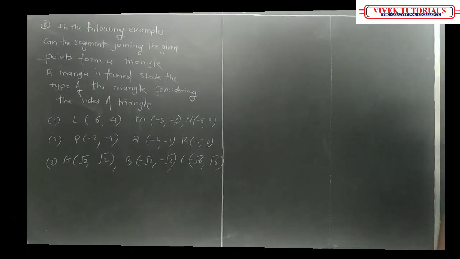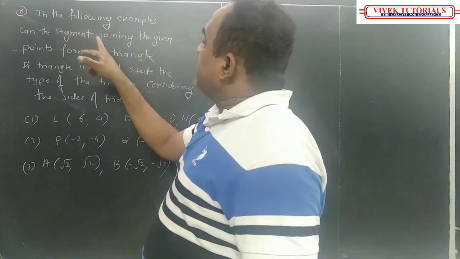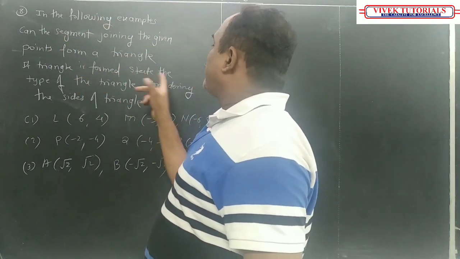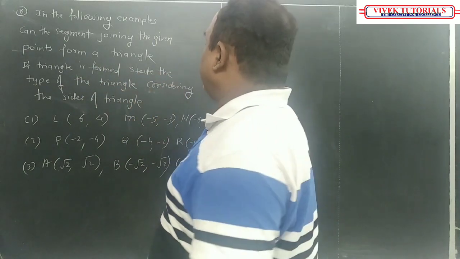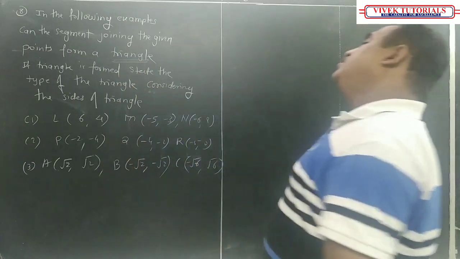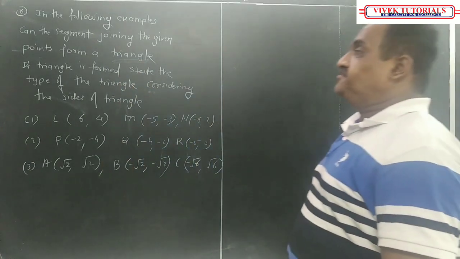Now students, we are on the 8th question. In the following examples, can a segment joining given points form a triangle? If a triangle is formed, state the type of triangle. First, we need to know whether these triangles are formed or not. But how do you come to know that these triangles are formed or not?